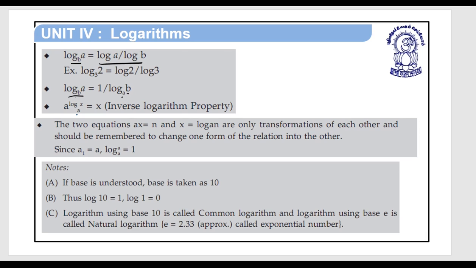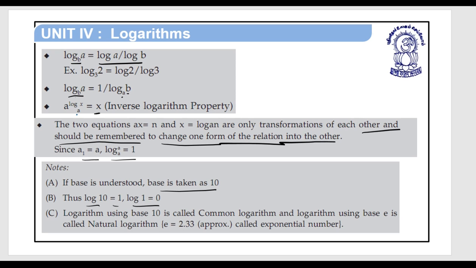A raised to log x to the base a is equal to x. The two equations a^x equal to n and x equal to log n are only transformations of each other and should be remembered to change one form of the relation into the other. Since a^1 is equal to a, log a to the base a is equal to 1. If the base is understood, the base is taken as 10. Thus, log 10 is equal to 1, and log 1 is equal to 0.